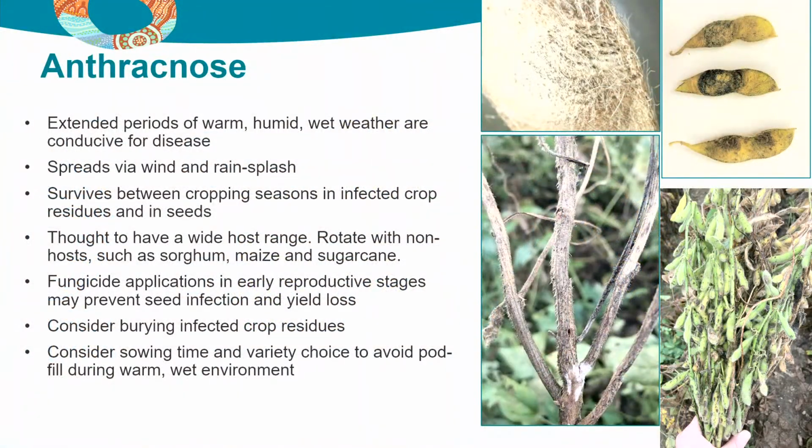So it tends to like that really warm, wet weather, and once it's there, it will spread in the wind and via rain splash. So this pathogen, it's pretty much here now, and it's surviving in pretty much your crop residues, and it will also survive in your seed. So it does have a fairly wide host range, but you're pretty safe if you're planting your sorghum, maize or sugarcane in rotation. There are some fungicides out there now that you can apply to help minimise the damage by this pathogen.